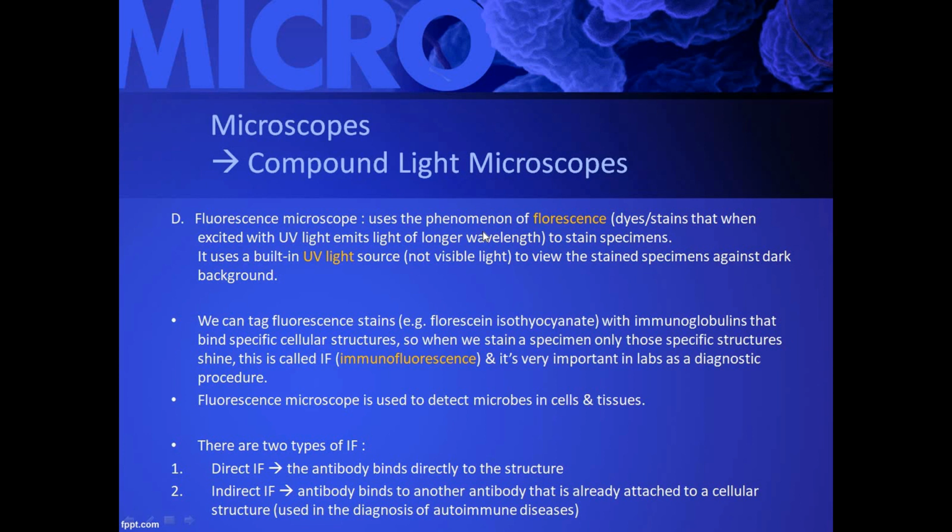But in the indirect type, for example in autoimmune diseases, we have antibodies already attacking cellular structures. So what we do is use antibodies that can attach to those antibodies that are already attached to the tissues in the specimen. So in indirect immunofluorescence, an antibody binds to another antibody that is already attached to a cellular structure. It is used in the diagnosis of autoimmune diseases.